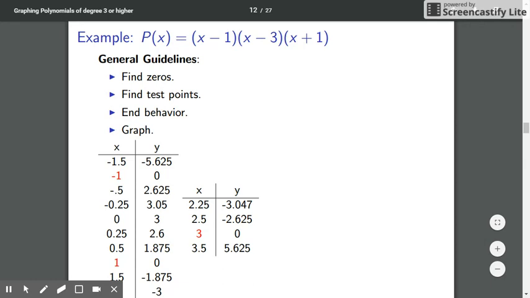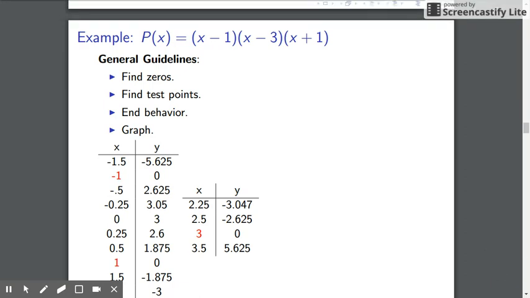So the factor x minus 1 equal to 0 gives me x equals 1. Look at this, I put it on the table here. The factor x minus 3 equal to 0 gives me x equals 3. The factor x plus 1 equal to 0 gives me x equals negative 1. Put it in a nicely done table, and then find some test points. Find the end behavior and graph it.